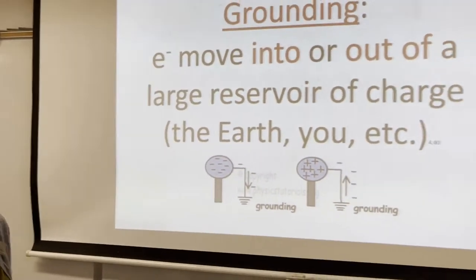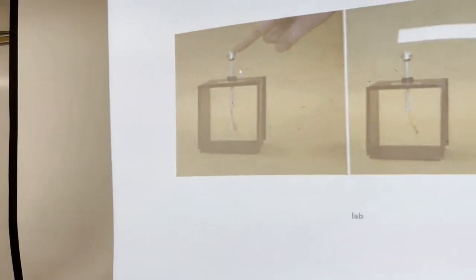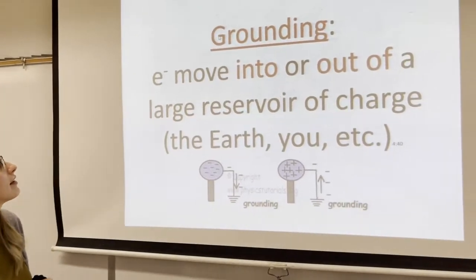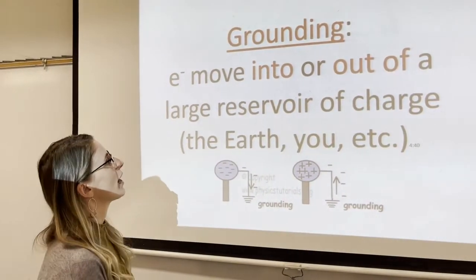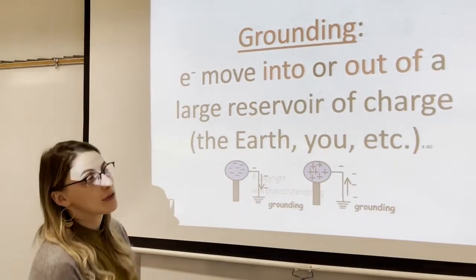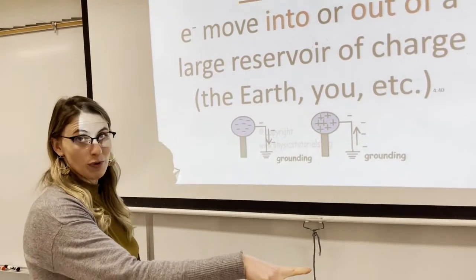Anything for that one, Boykin? Well, the one on the left there is touching the finger. That's grounding. Oh, and here we are, grounding. Electrons move into or out of a large reservoir of charge. For example, the Earth or you, which is why you can touch the electroscope and we're grounding it, right?